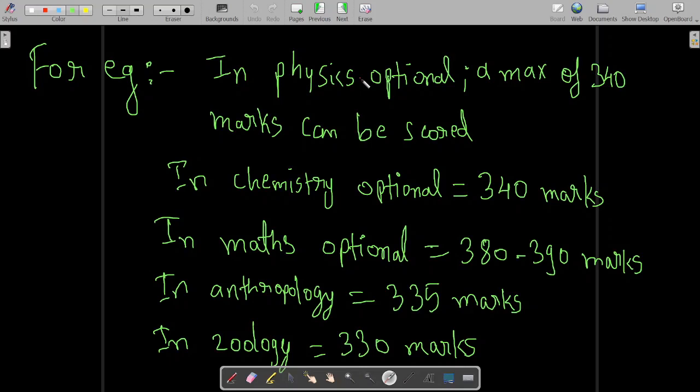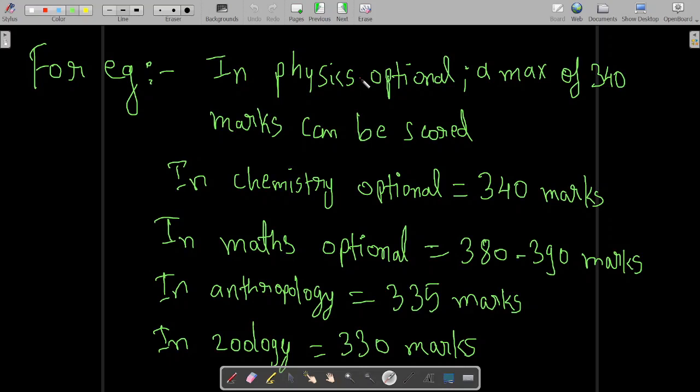And there is no ideology involved, so the examiner will never be unhappy with your answer because it is science optional. In history optional or PSIR optional, if you write something political, the examiner might be a little bit frustrated or angry with your answer. But in physics optional, there is no such thing. There can never be any controversy over any answer written by you.